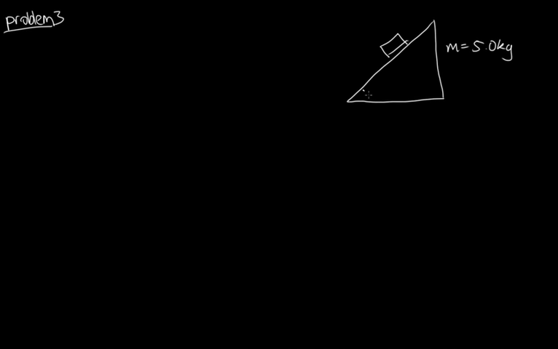Now problem 3. In this problem, we've got a block placed on a slope. The block has a mass of 5 kilograms. The angle of the slope is 30 degrees. The length of the slope is 2 meters. And we're told that the coefficient of kinetic friction is equal to 0.30.